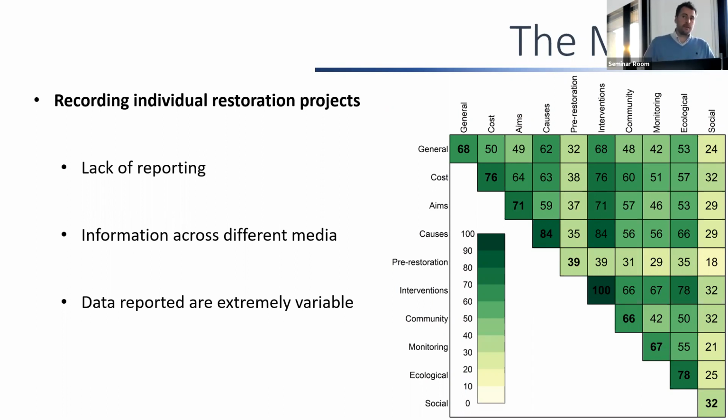So again, this is a figure from Yasmin's work. And what it shows is the categories of different bits of information. So costs, cause of decline, interventions, so forth. Don't worry too much about the detail, but what we would hope for is that it was all dark green, which would mean that all projects highlighted all of those things within their reporting. But what you can start to pick out is there's lots of areas that are light green, suggesting that they're not captured within the literature. So, for example, pre-restoration measurements are not well captured. Neither are some of the social aspects.